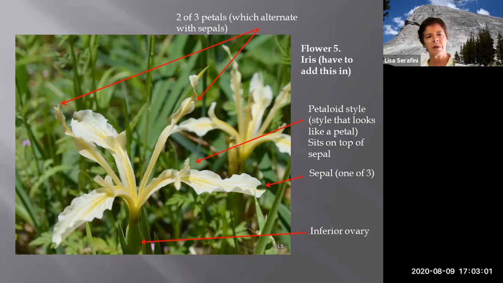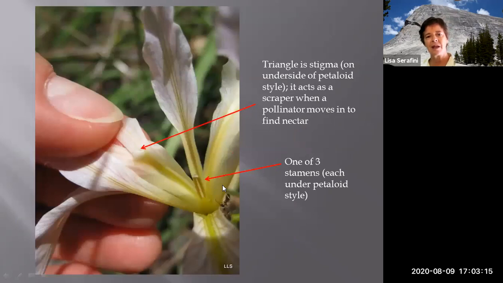So what are these 3 things that arch over the sepals? I lost my point of that right there, okay? Well, these are actually styles, and they look like petals, so they're called petaloid styles. So I've opened this up here, and there's the stamen. You can see the anther there. One of the stamens was under this, okay? This is the petaloid style.